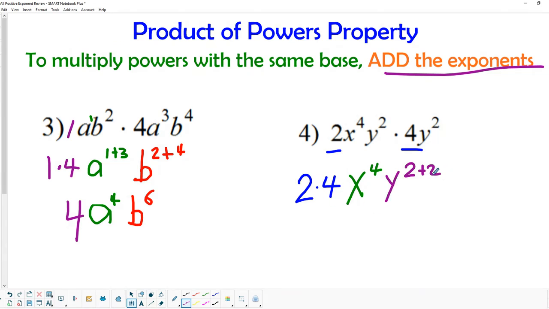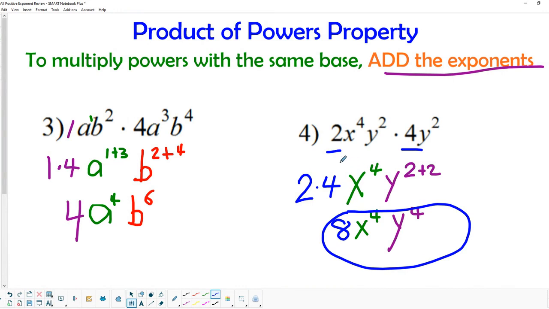And let's go ahead and simplify. 2 plus 2 is 4. So for our y, we have an exponent of 4. For x, we have an exponent of 4. And then 2 times 4 is 8 for our coefficients. So 8x to the 4th, y to the 4th. Let's go back up and look at this. 2 times 4 is 8. x to the 4th, that's the only one there is, so that's where that came from. And then y to the 2nd and y to the 2nd, those two added together give us 4. And that's where our y to the 4th came from.